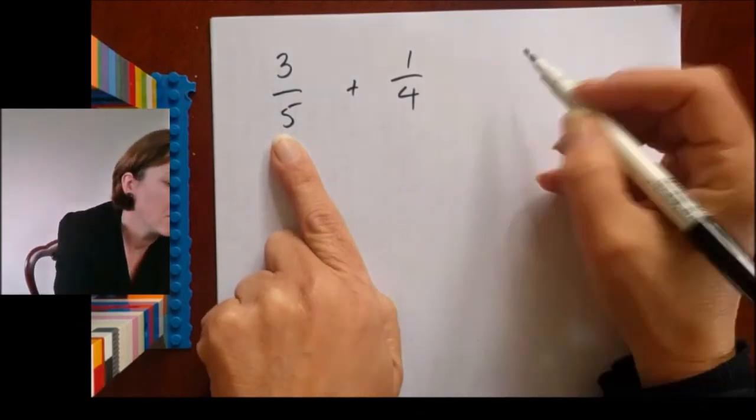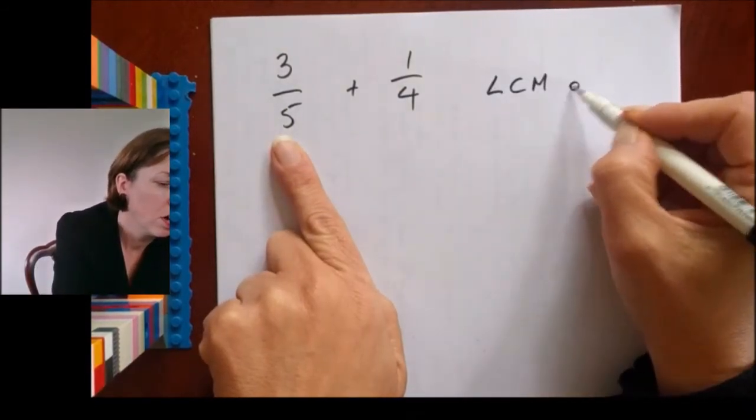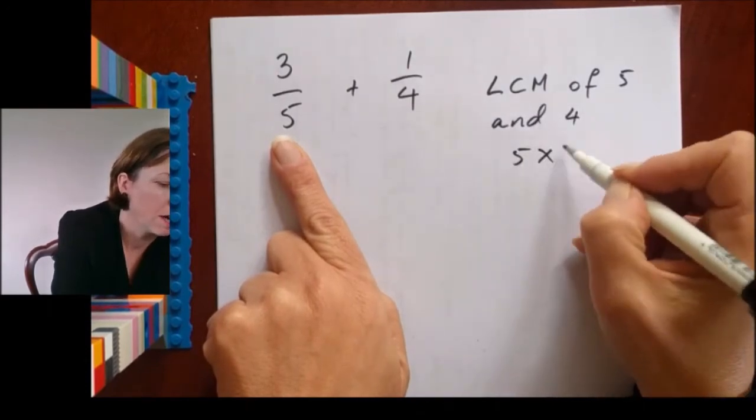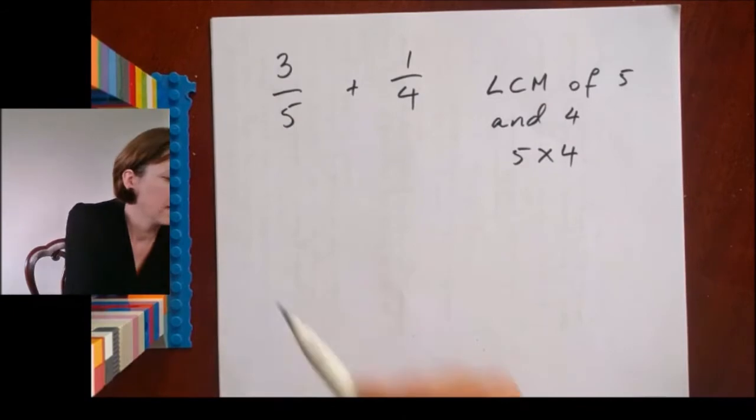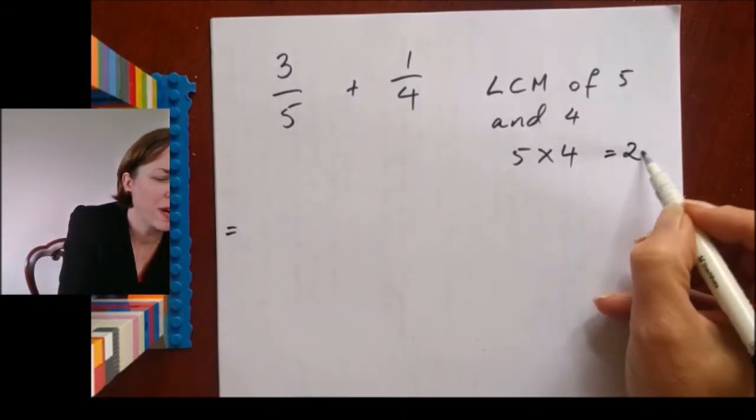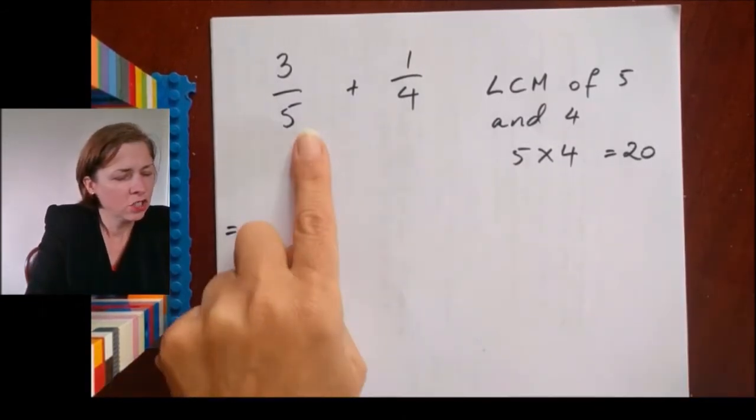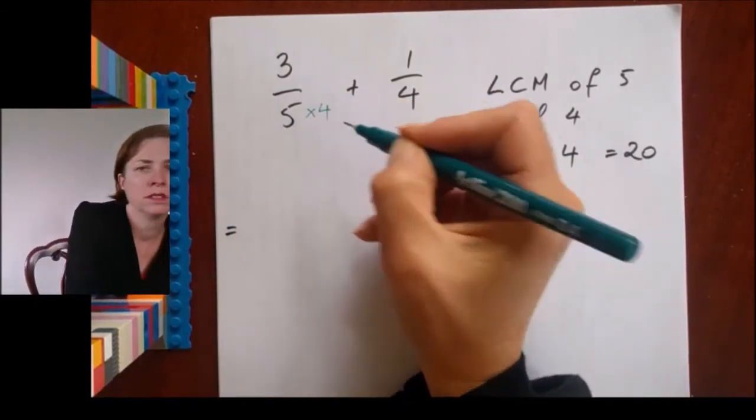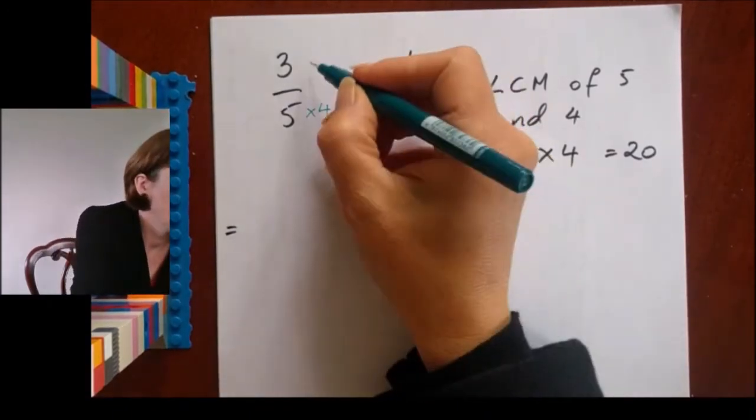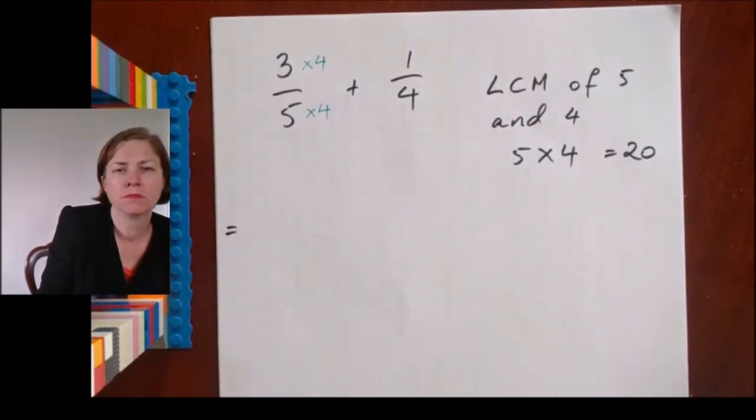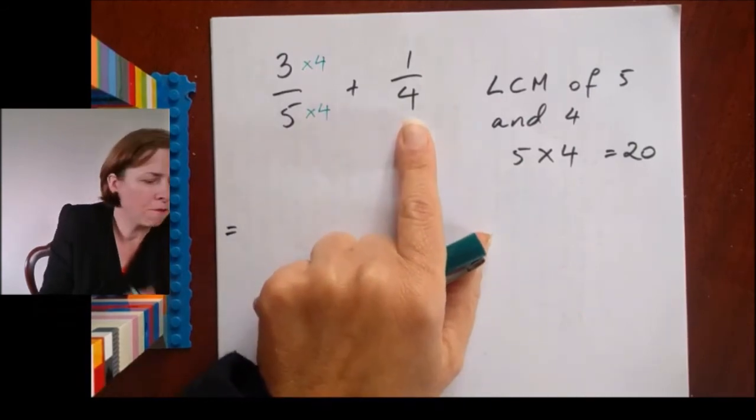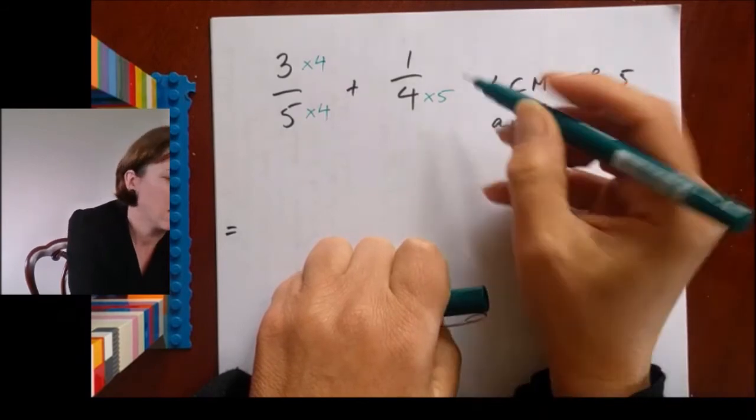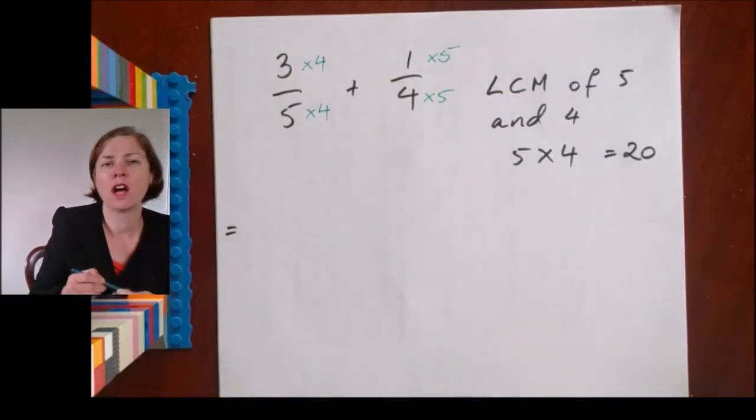So to find the lowest common multiple of 5 and 4, I'm just going to go 5 times 4. All right, which means I'm going to have 20 on the bottom. So to get 20 here, I had to multiply by 4. That means on my numerator, I'm also going to multiply by 4. To get 20 in my second fraction, I have to multiply by 5. That means in the numerator, I'm also going to multiply by 5.